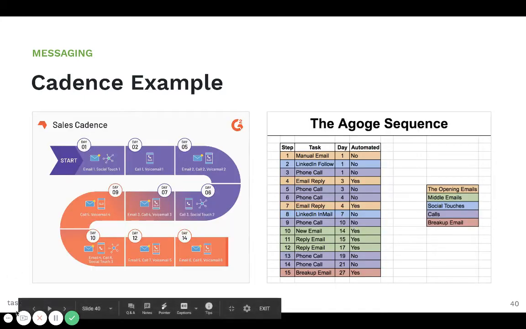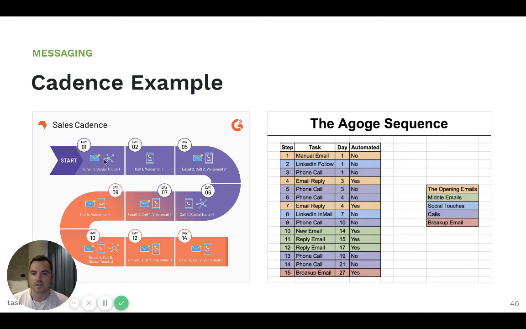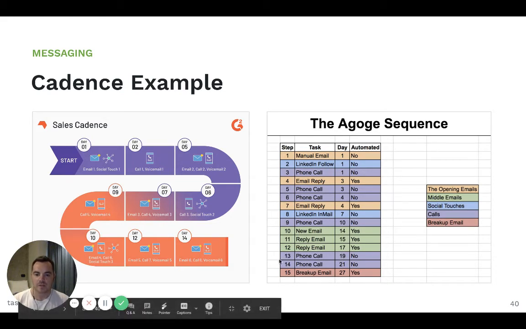So moving on to what these cadences can actually look like. Here are two examples from G2, formerly G2 Crowd, where you can see that on the first day they send an email and have a social touch. They then follow up on the second day with a call and voicemail. Fifth day, sixth day, I'll leave these up here so you can take a look.